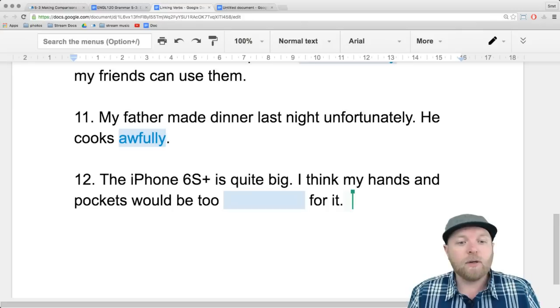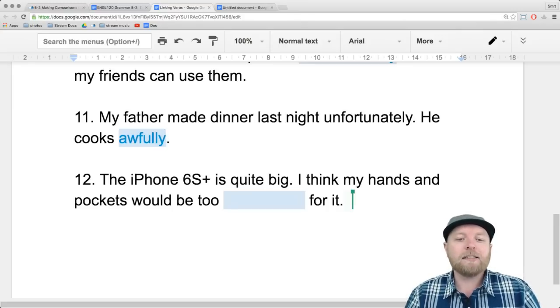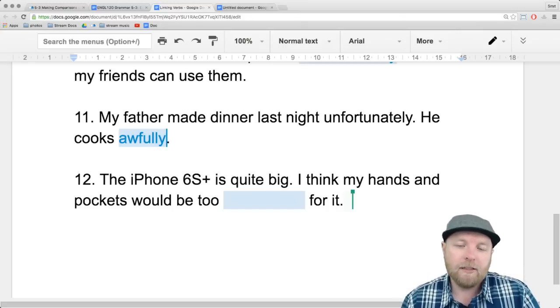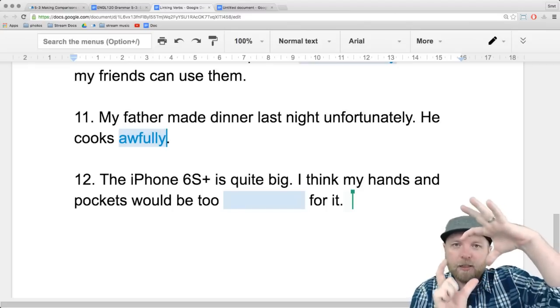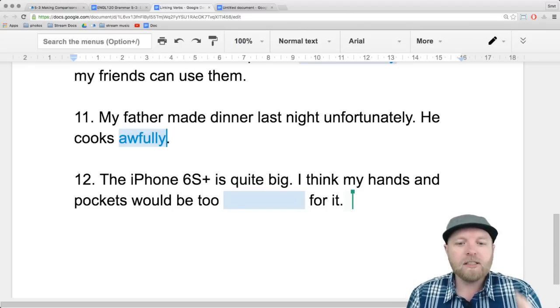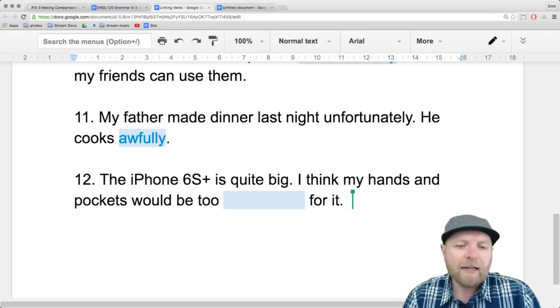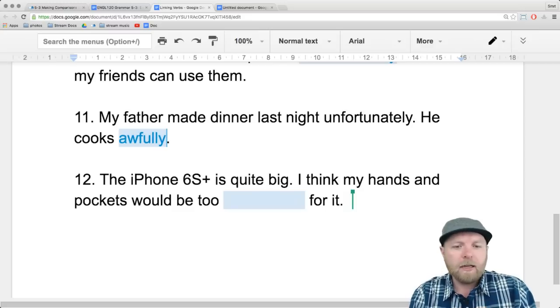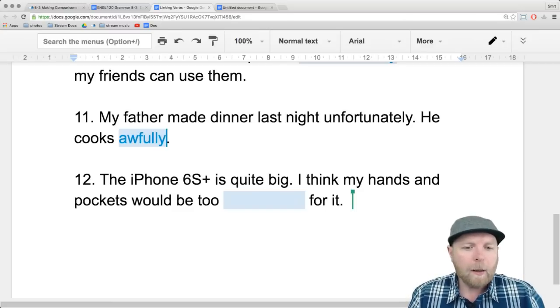Number 12, last one, the iPhone 6S Plus. You guys know this phone, right? It's like super big, right? The iPhone 6S Plus is quite big. I think my hands and pockets would be too... Okay, what's the verb here? It's a little difficult. What's the verb?